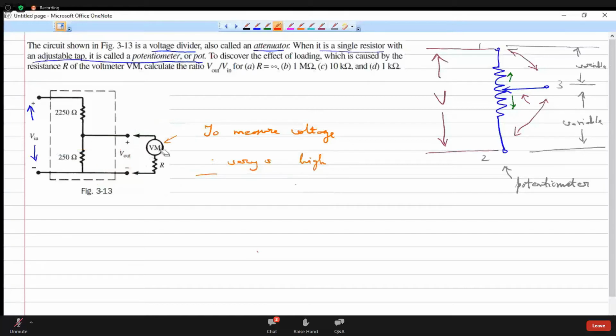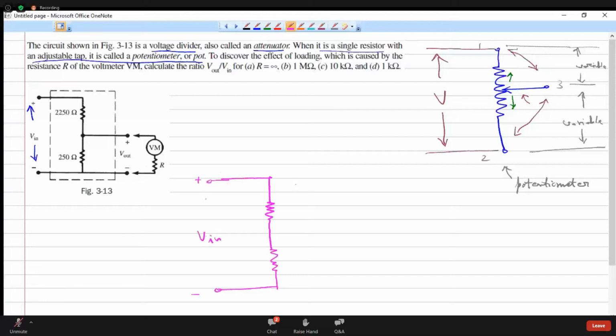Now we are given this question. For the circuit, we don't have to know all these things. These are the preliminaries that you should have knowledge of. So when we come to the circuit, you can simply replace this. So this is our voltage divider circuit, to which we are going to apply the voltage V in. And here we have the voltmeter.